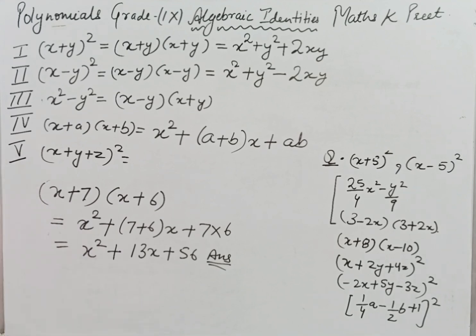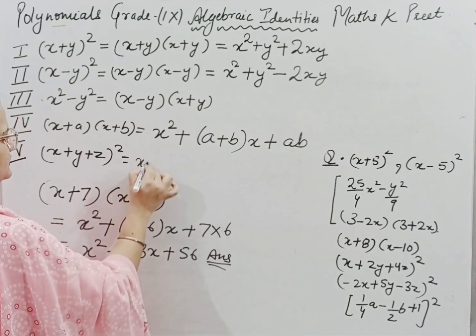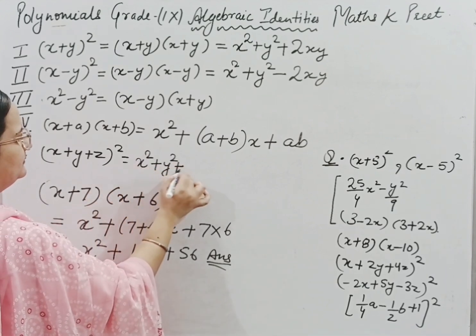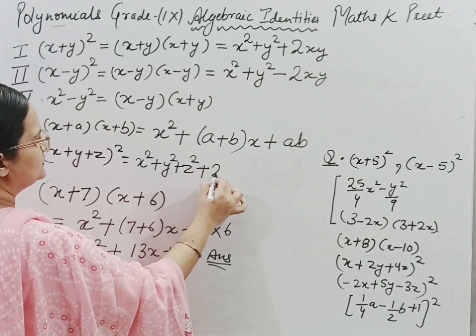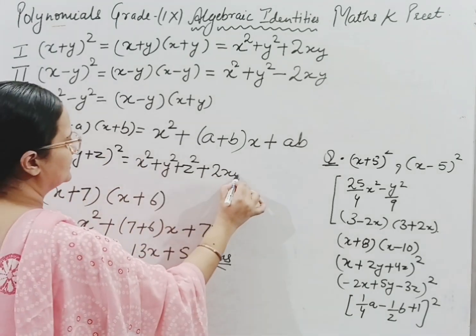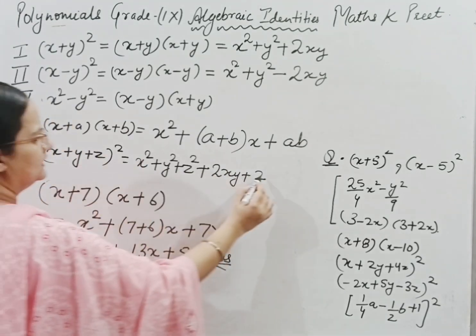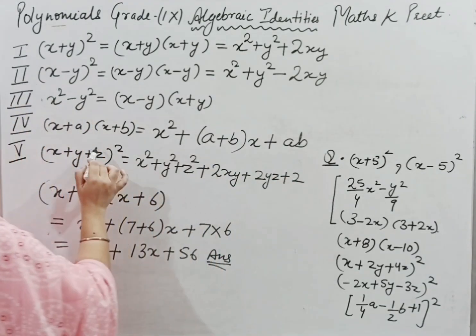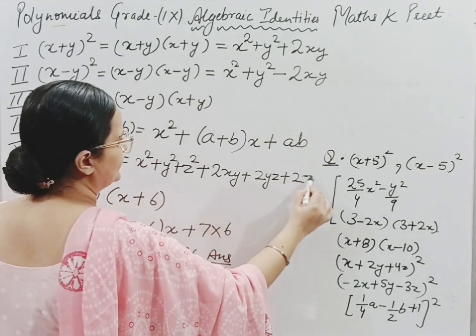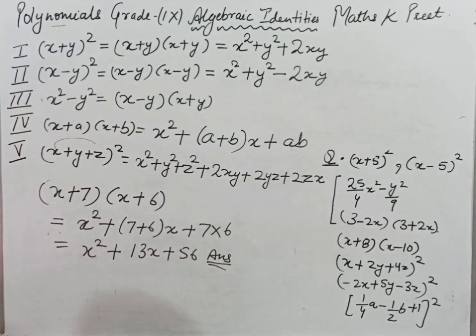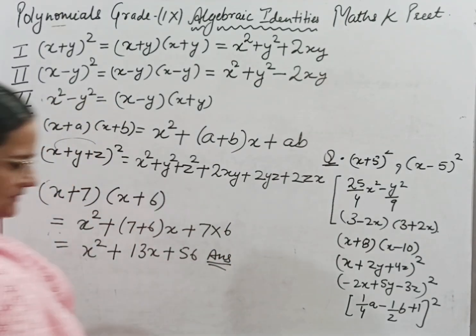Let's see identity number 5, which is basically a trinomial. This expression has 3 terms, so this is what a trinomial is. Let's see the expansion for this. This can be written as the square of the first term, the square of the second term, plus the square of the third term, plus 2 times the multiplication of the first 2 terms, 2 times the multiplication of the last 2 terms, 2 times the multiplication of the last and the first term, zx or xz we can write. Let's see a question related to this identity.